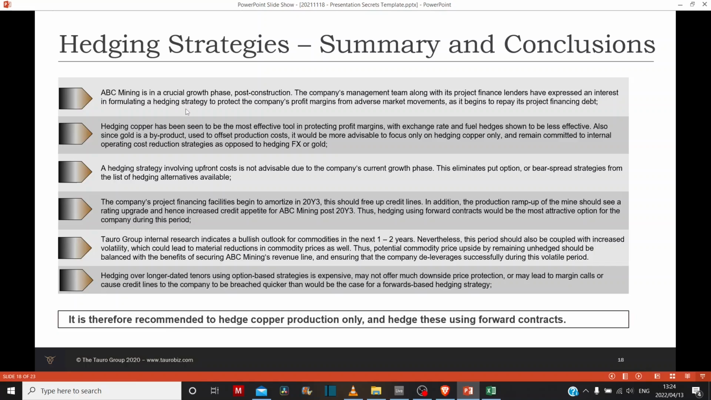ABC Mining is in a crucial growth phase post-construction. They have expressed an interest in formulating a hedging strategy to protect their profit margins. Now, that's the purpose of this entire presentation. Hedging copper has been seen to be the most effective tool in protecting profit margins, exchange rates and fuel less effective. Hedging strategy involving upfront costs is not advisable due to the current growth phase of the company.